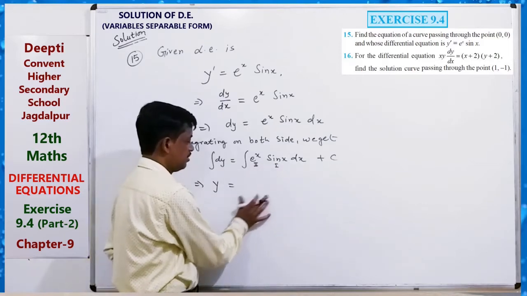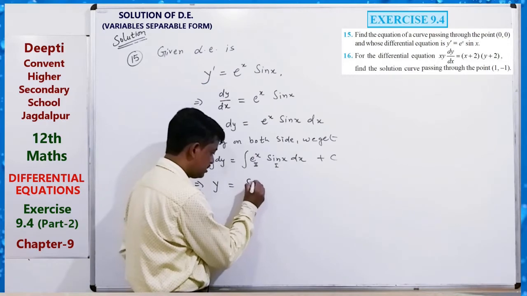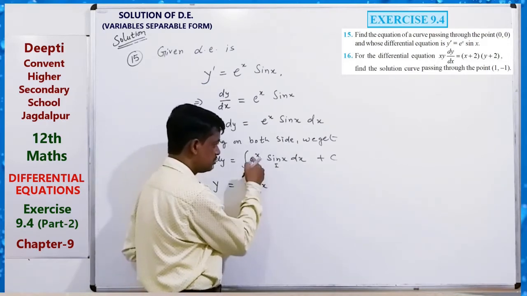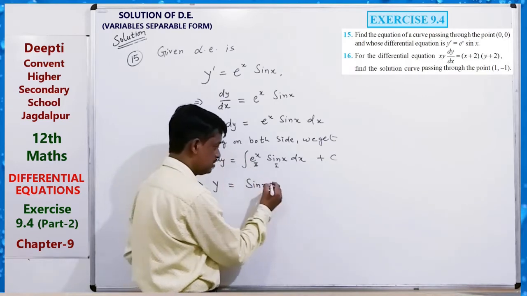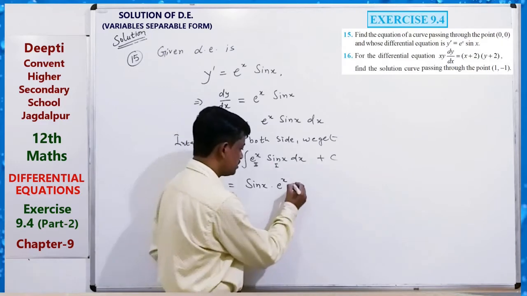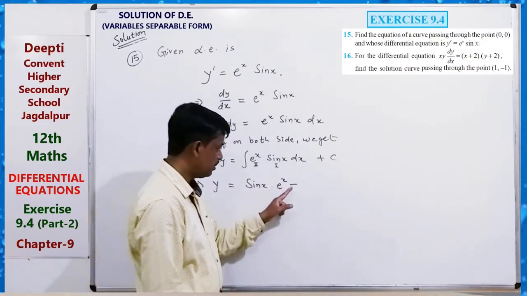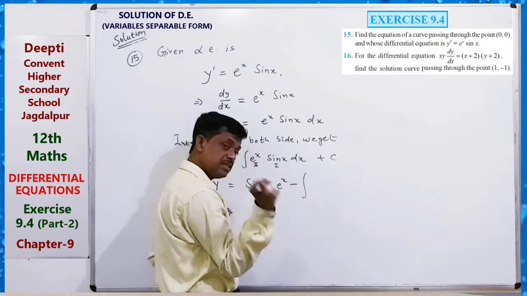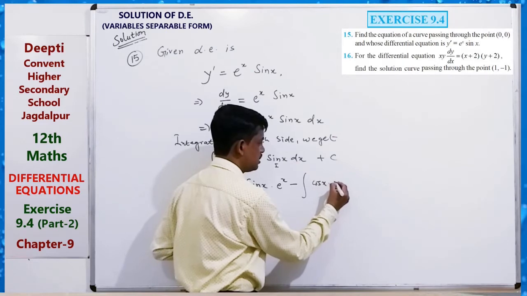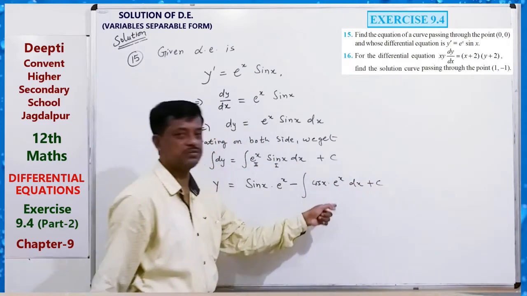So, first function into integration of second, minus integration of differentiation of first function into integration of second. That gives sin x into e to the power x, minus integration of cos x, the differentiation of sin x, into e to the power x dx, plus c. Again using by parts.